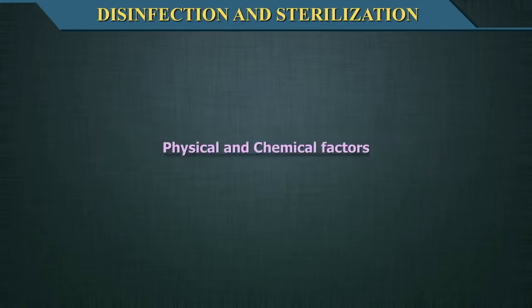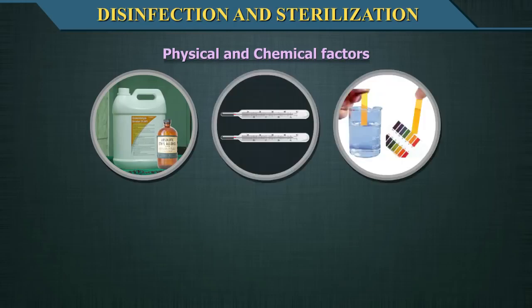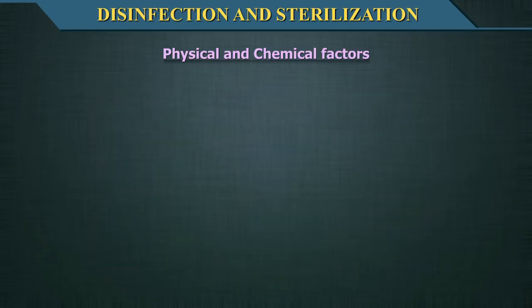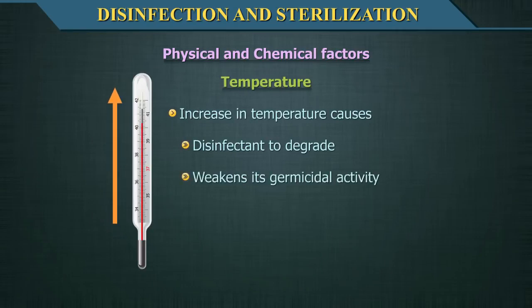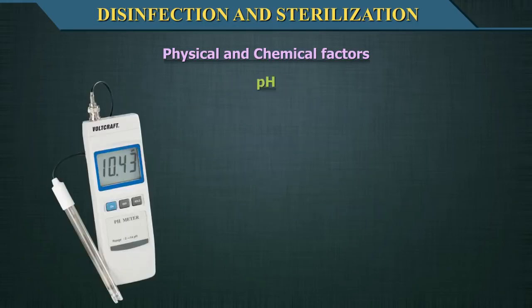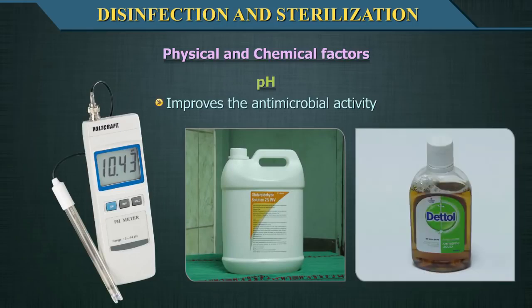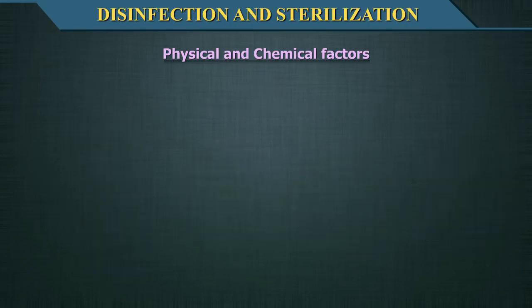Several physical and chemical factors also influence disinfectant procedures, such as temperature, pH, relative humidity, water hardness, and containers. A great increase in temperature causes the disinfectant to degrade and weakens its germicidal activity, and thus might produce a potential health hazard. An increase in pH improves the antimicrobial activity of some disinfectants, but decreases the antimicrobial activity of others.